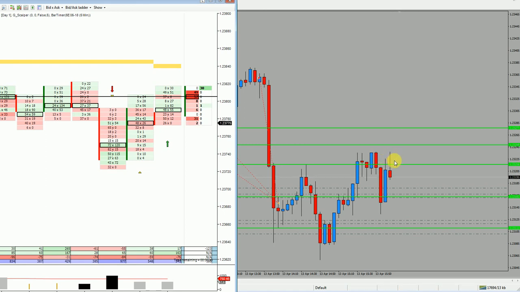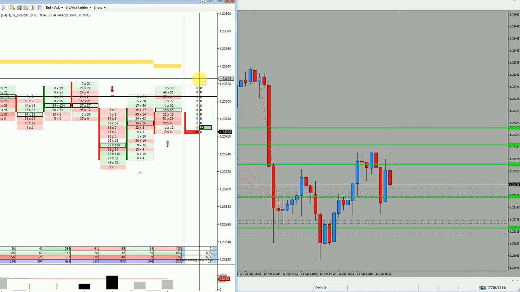Let's watch what it does in coming days, in coming hours. See if it takes out the VWAP right here, notorious resistance. If it does, then we will be very happy to profit all the way back up and complete the journey for today.